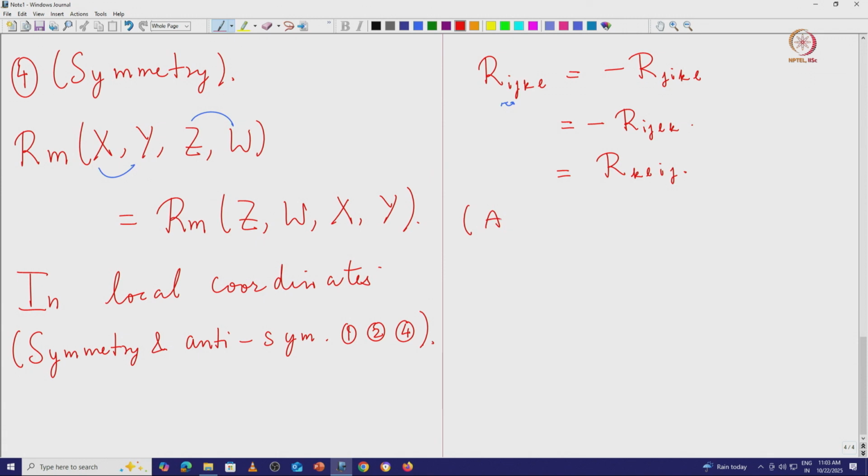And the algebraic Bianchi identity can be written in the following way: R of i j k l plus R of k i j l plus R of j k i l is 0. All right. So locally, this is what the symmetries, anti-symmetries, and the Bianchi identity mean.